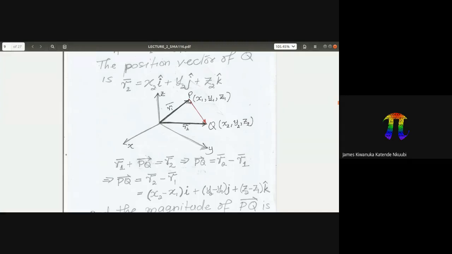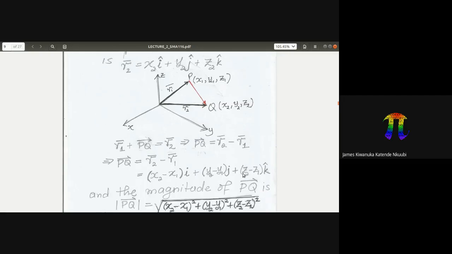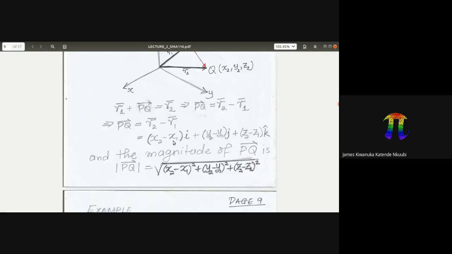Now I want this vector with the initial point P and terminal point Q. To get it, I can call that vector PQ. So R1 plus the vector PQ will be equal to this vector R2. So PQ is the same as R2 minus R1. And when I get R2 minus R1, it's the same as (x2 minus x1)i plus (y2 minus y1)j plus (z2 minus z1)k.